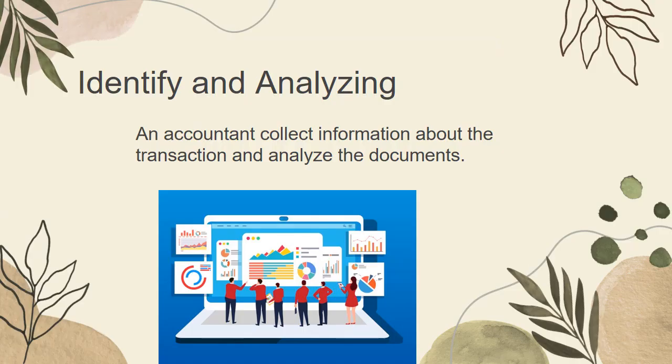The first step of the accounting cycle is identifying and analyzing transactions. An accountant collects information about the transaction and analyzes the document. Not all business activities are recorded in the financial statements. In this step, you have to analyze if the transaction is financial or non-financial. What is the difference between financial and non-financial?